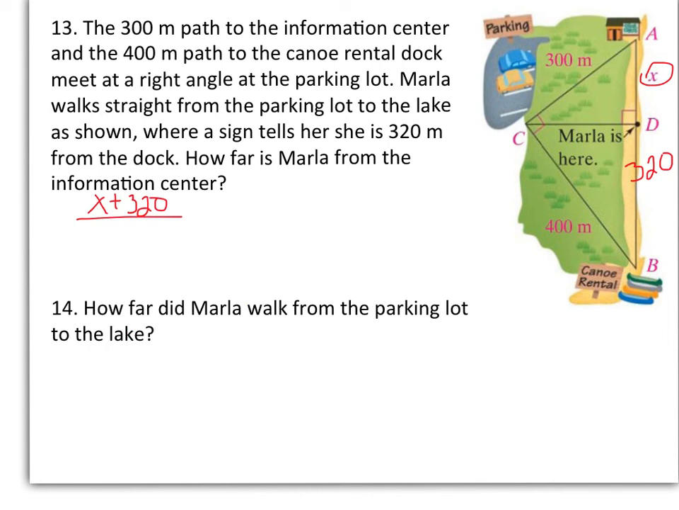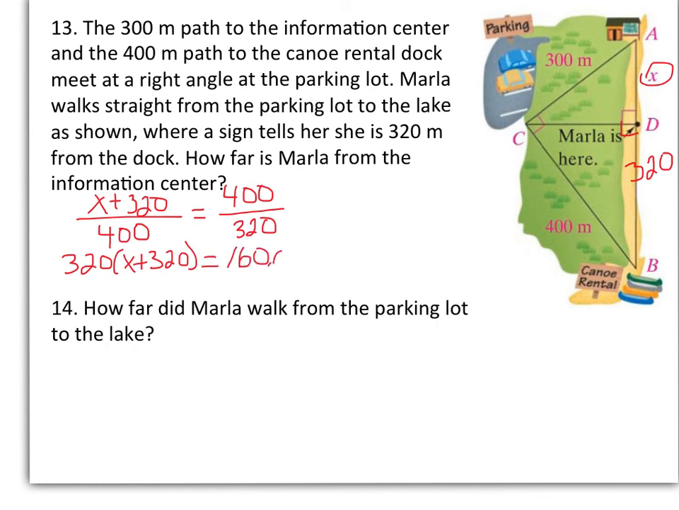So if I have hypotenuse over long side, then I need hypotenuse over long side. Well, I know the hypotenuse of my medium triangle and the long side is 320. Then take the cross product to solve. So we're taking 320 times x plus 320 equals 400 times 400, or 160,000.